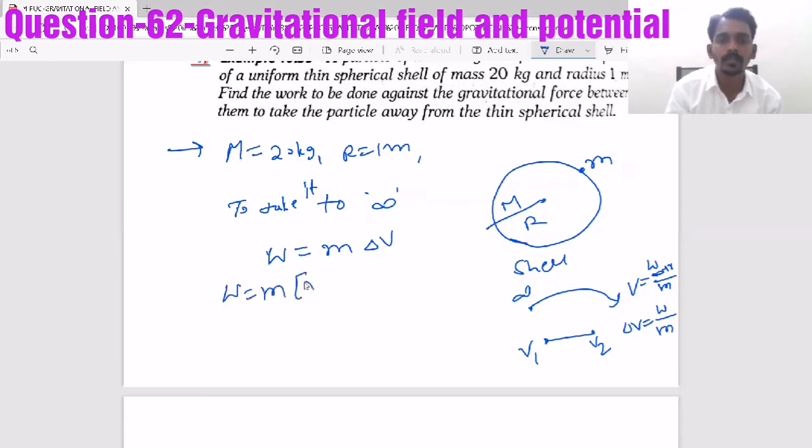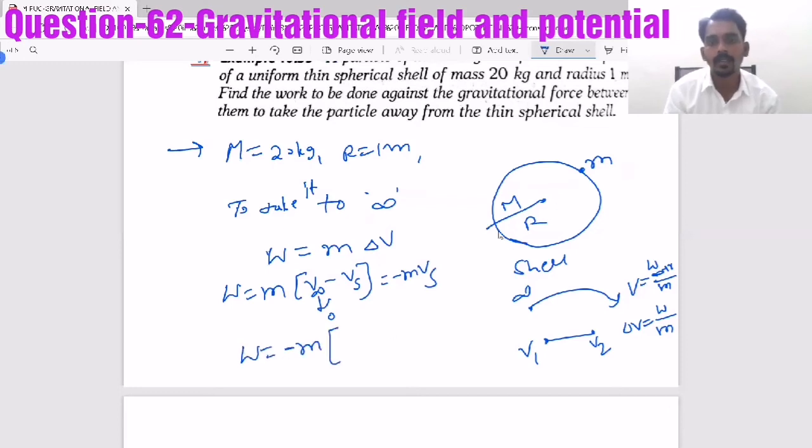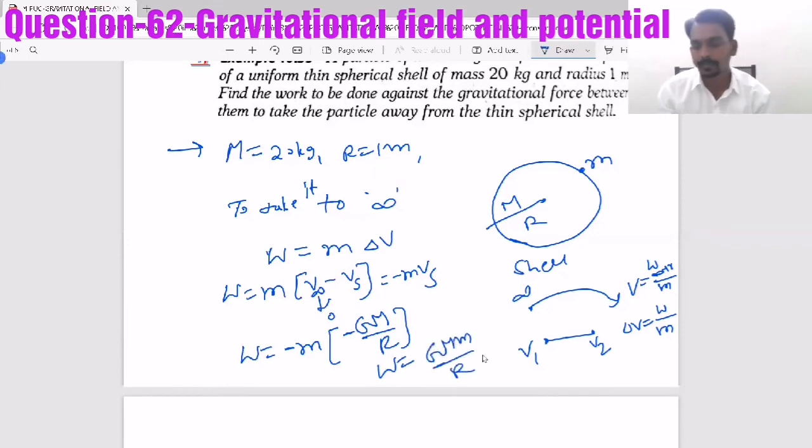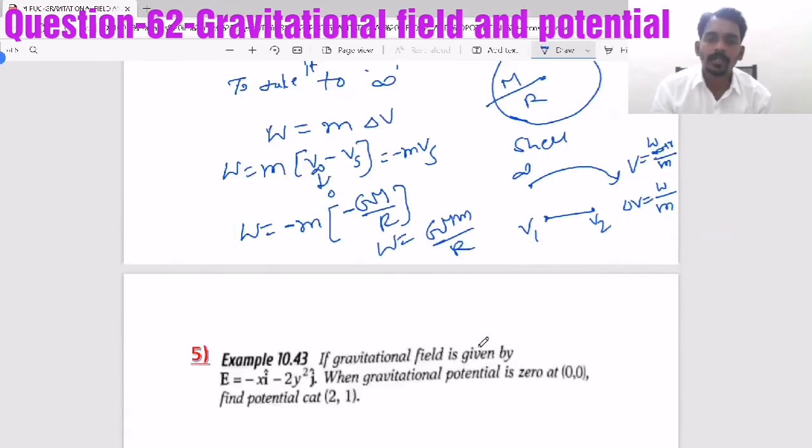So work done equals mass into final potential at infinity minus initial potential on the surface. This value will become 0, so it is minus mVs. Now work done equals minus m into potential on the surface. Who will produce the potential here? The thin spherical shell, that is minus GM by R. So the work done will become GMm by R. That is the work done in moving it from the surface to away from it.